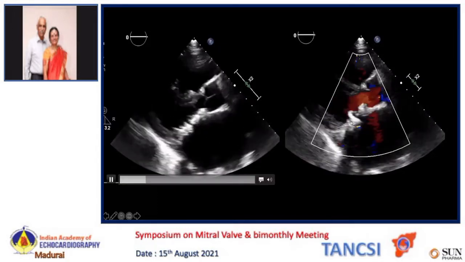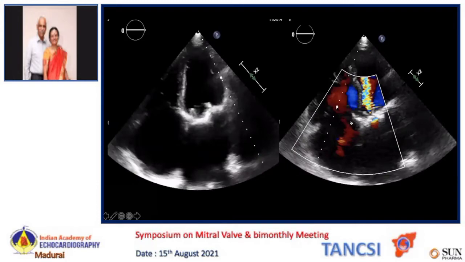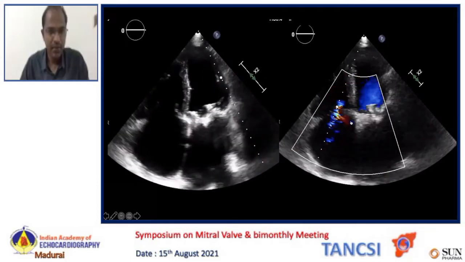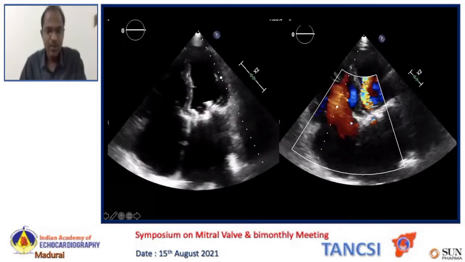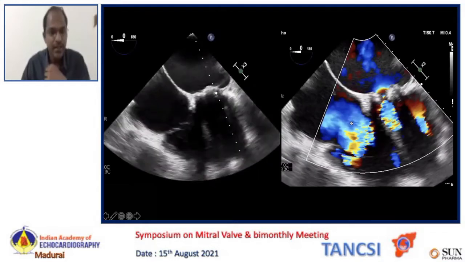There is turbulence across the mitral inflow. As you can see, biatrial enlargement is there, and there is moderate tricuspid regurgitation, and there is turbulence during mitral inflow. This is a transesophageal echo image. In the horizontal axis, the same turbulence is demonstrated. There is no paravalvular leak.